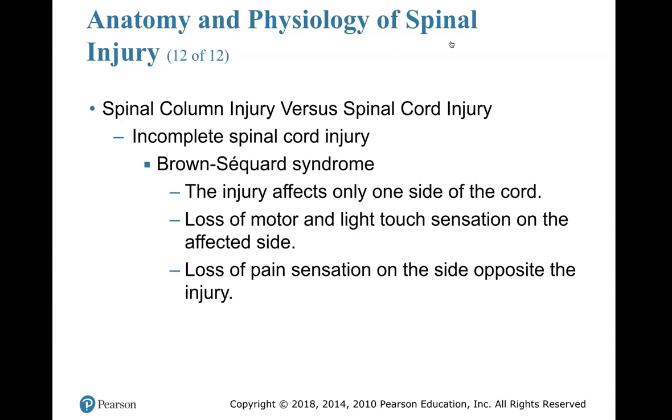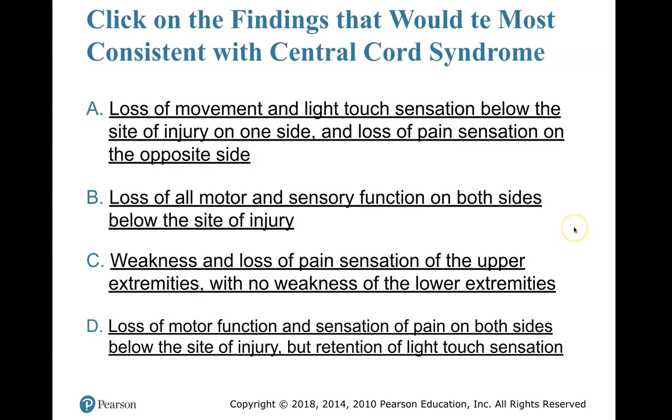Brown-Séquard syndrome. Injury affects only one side of the cord. Loss of motor and light touch sensation on the affected side. Loss of pain sensation on the side opposite of the injury. Okay, so if we have loss of motor and light touch sensation on the left, we're going to have a loss of pain sensation on the right. These are things you can check in the field.